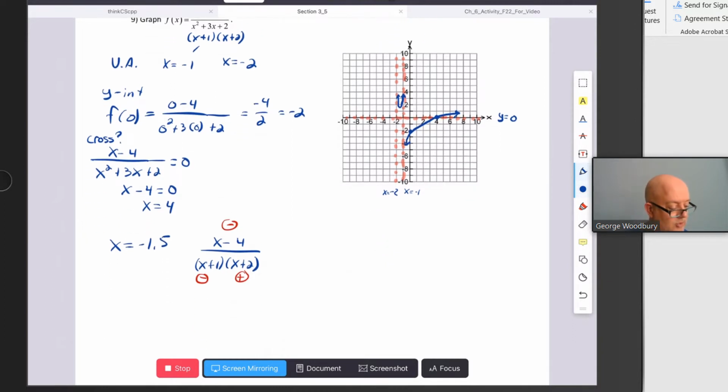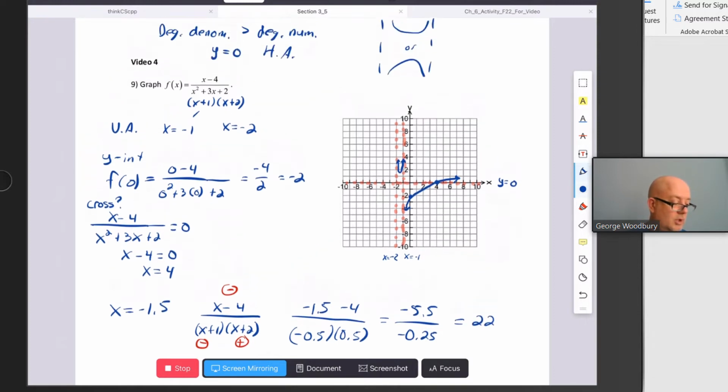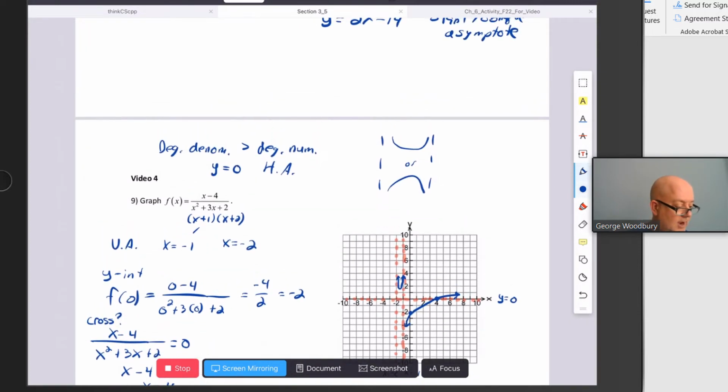And I'm just using this here again. -1.5 minus 4 over -0.5 times positive 0.5. This is -5.5 over -0.25. And again, if we divide this out, we're going to get 22. So even though I drew it here, it's actually going to be somewhere way up here, even farther up than that. All right, time for the last piece.